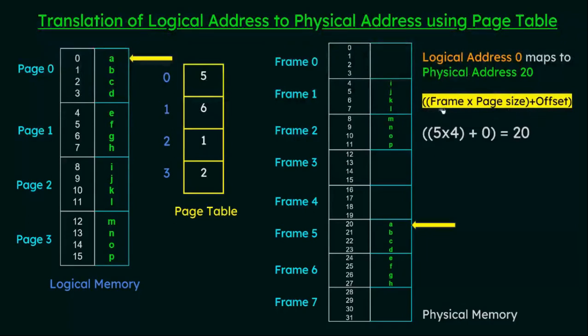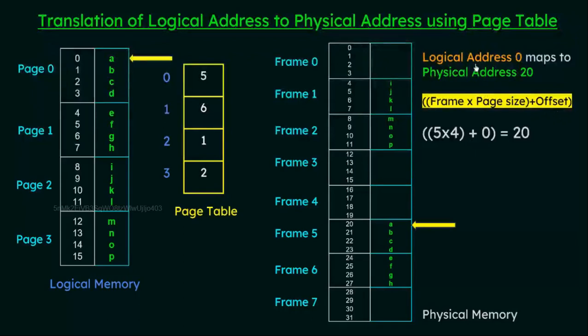Okay, so first of all, let us see what the frame is here. Logical address 0 belongs to page 0. And what is the frame number for page 0? The frame number for page 0 is 5. So the frame is 5. And then we have to multiply it with the page size. In the beginning itself, I told you the page size is 4 bytes, because there are 4 bytes in each of the pages. So it is 4, plus the offset.